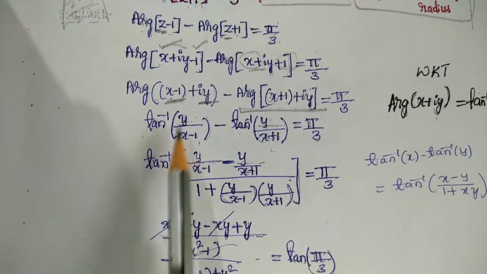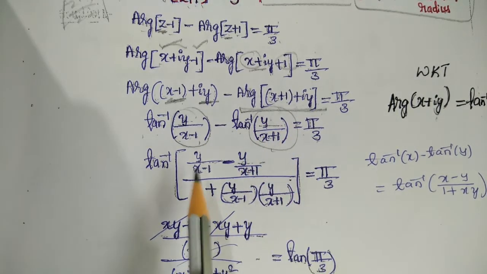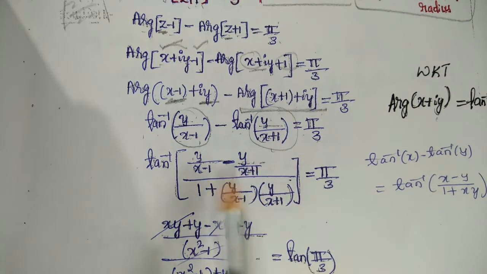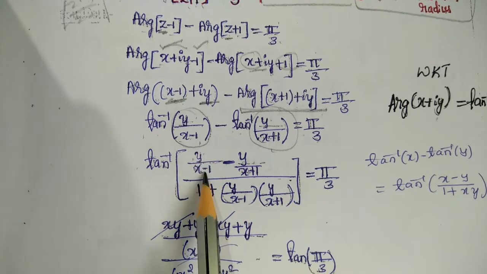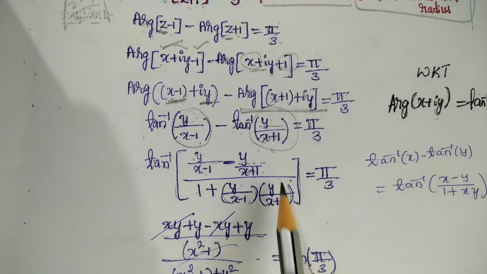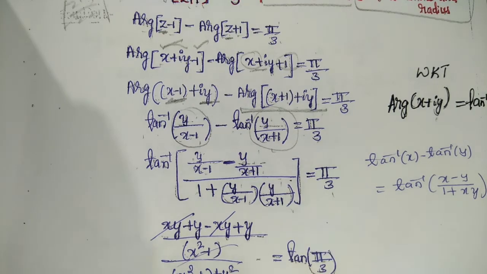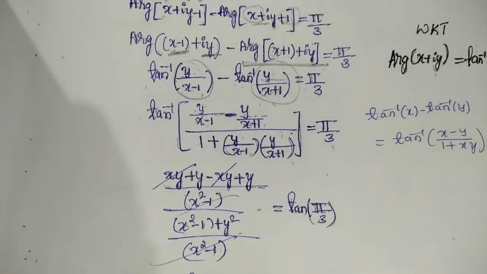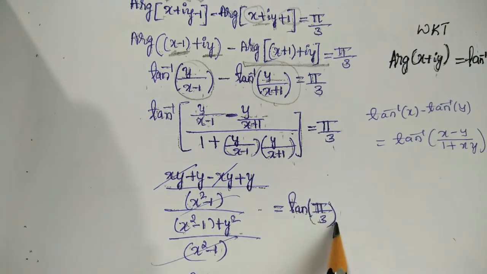So tan inverse of, in place of x we have y by x minus 1, in place of y we have y by x plus 1. So tan inverse of (x minus y) divided by (1 plus x into y). So just substitute y by x minus 1, y by x plus 1 divided by 1 plus y by x minus 1 into y by x plus 1 is equal to pi by 3. Is it okay? So now take tan inverse onto the right, then it becomes tan of pi by 3.